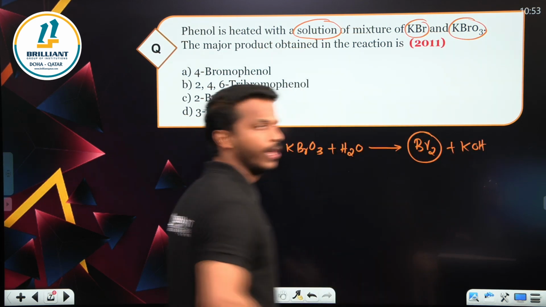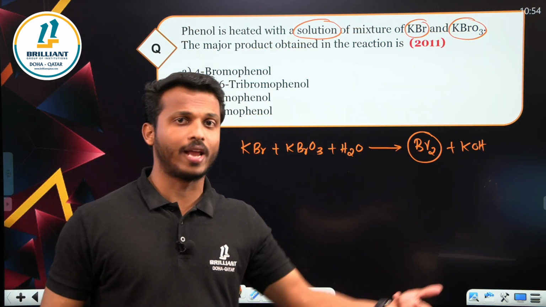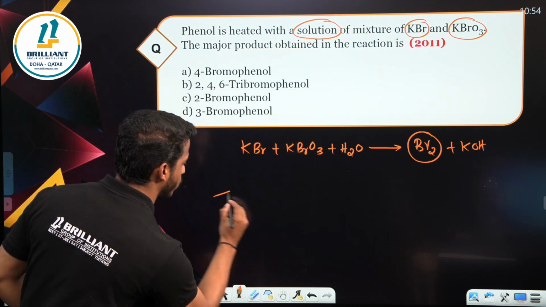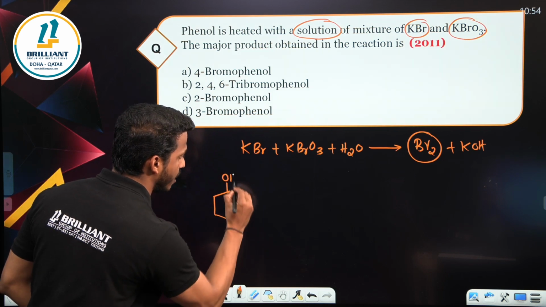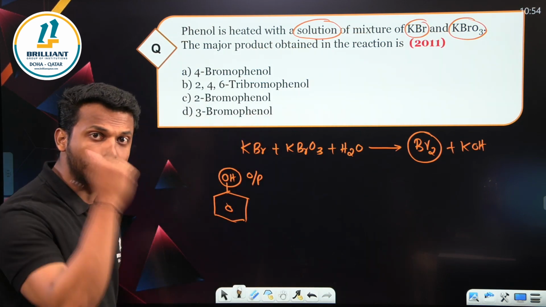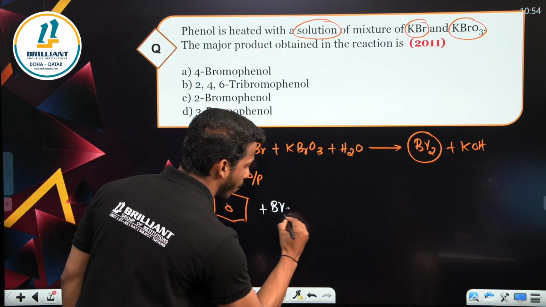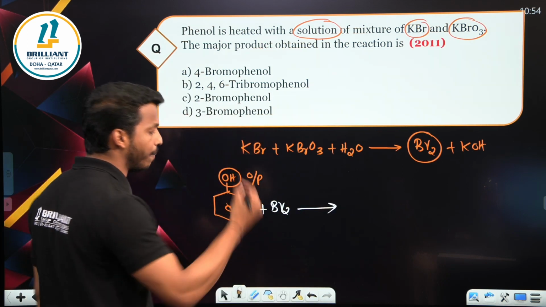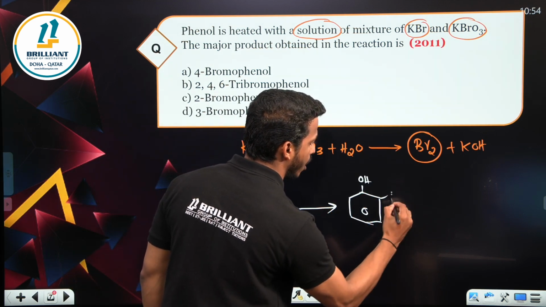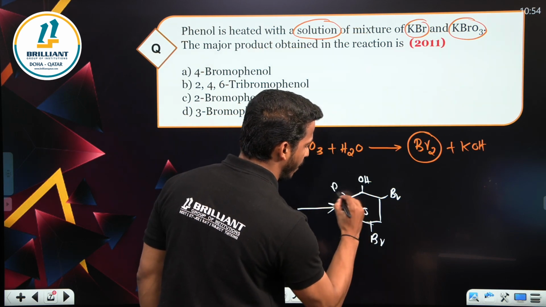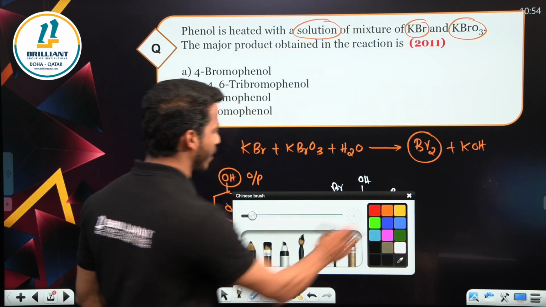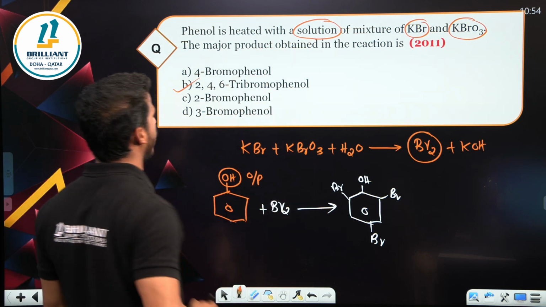What is Br2, dear all? It is bromine. You know bromine water is a very strong brominating agent, right? We are adding this to phenol, and you know very well phenol is a very strong ortho-para directing group, yes or no? When you add bromine, what happens? All the ortho and para positions are occupied by the bromine electrophile. It's an electrophilic substitution reaction. So Br and Br, you will get the product 2,4,6 tribromophenol. What is our answer, dear all? That is option B, 2,4,6 tribromophenol.